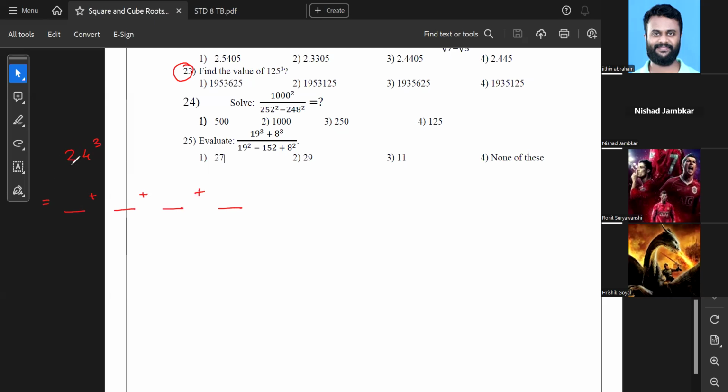Now the first number ka cube will be on the first place. जैसे कि 2 का cube is 8. I'll write it over here. The second number ka cube will be on the last place, which will be 4 into 4 into 4, which is nothing but 64.